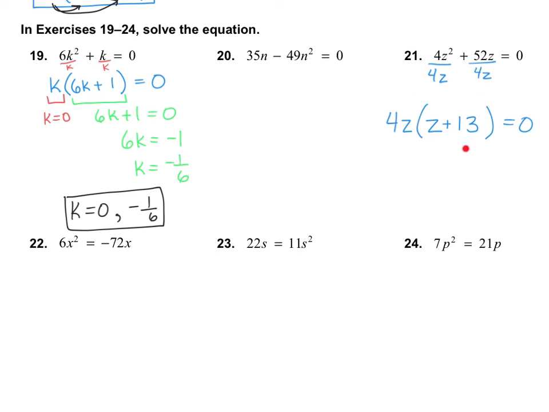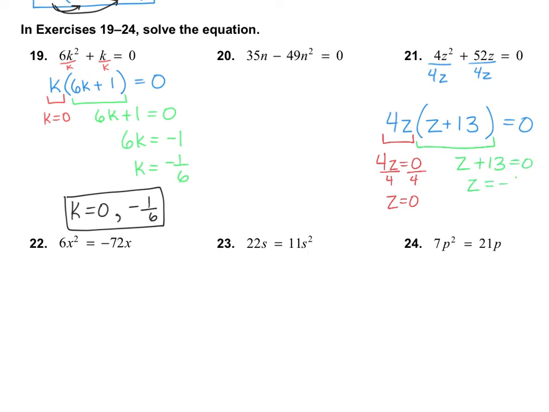Okay, now we have it in factored form, so now we can solve it. So 4z is equal to 0. If I divide by 4, I get z is equal to 0. Take the other part, z plus 13 is equal to 0.